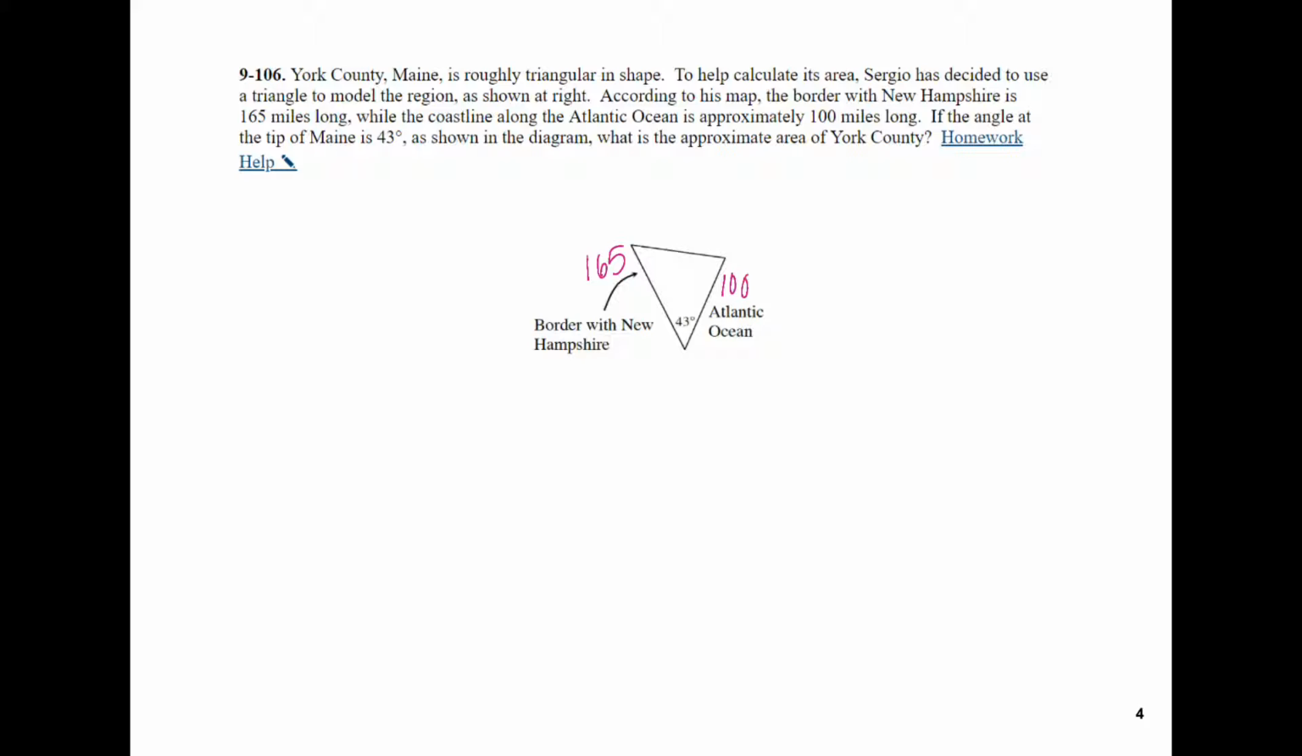If the angle at the tip of Maine is 43 degrees, as shown in the diagram, what is the approximate area of York County? So we can use the law of sines. So we first can use the law of sines to determine our missing side. So we're going to call that C. So C squared is equal to A squared, which is 165.